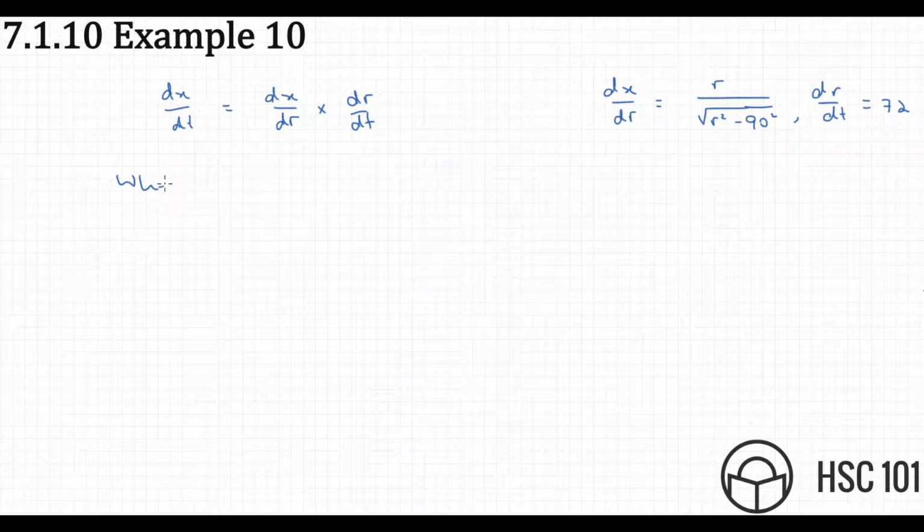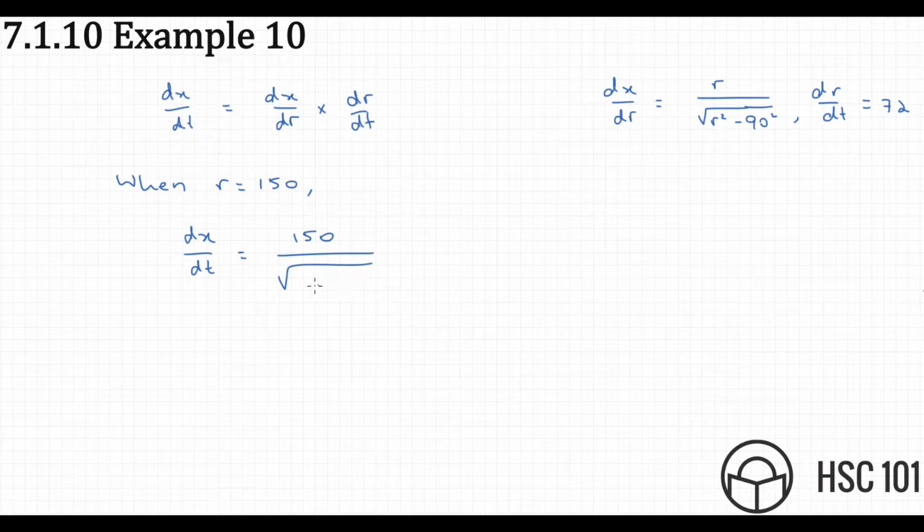So when r is equal to 150, because we're looking at a particular point in time, we want to find the speed of the car at the moment when the car is 150 meters away from the patrolman. So when r equals 150, dx/dt equals dx/dr, which is this expression here, with r equals 150 substituted in. That's 150 over the square root of 150 squared minus 90 squared, times dr/dt, which is 72.